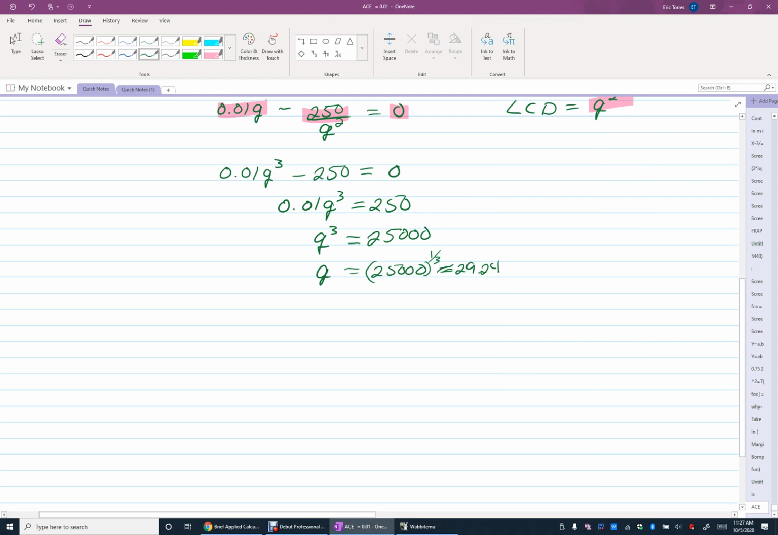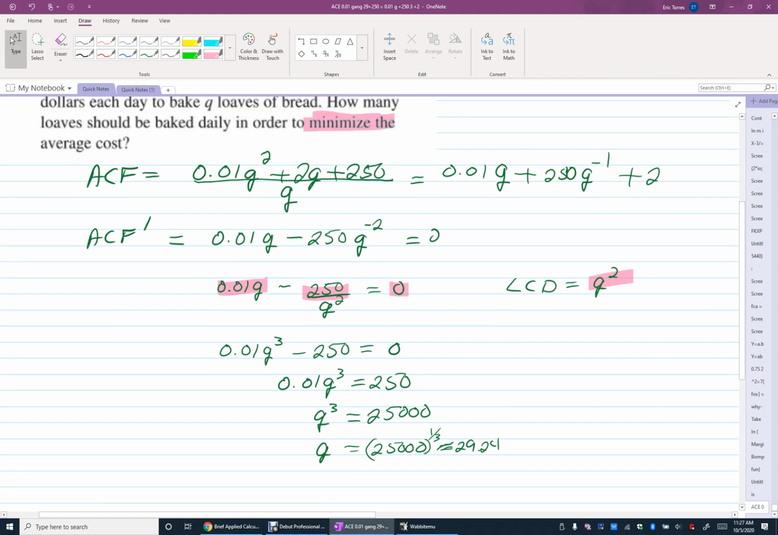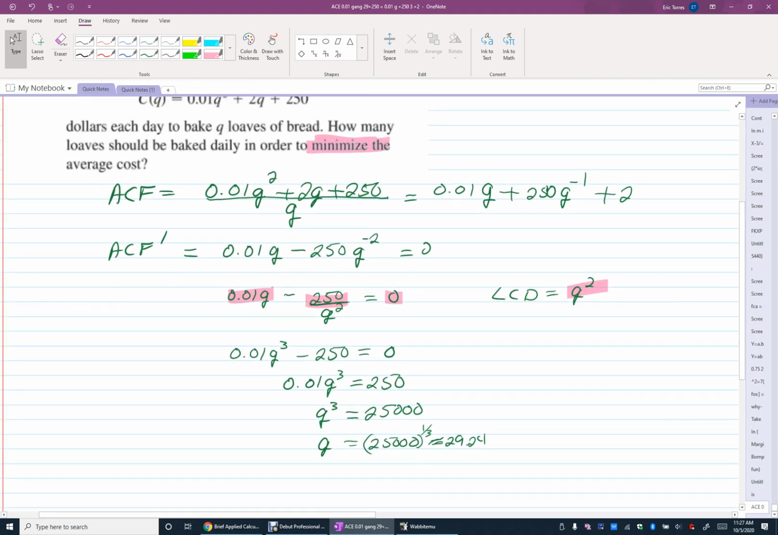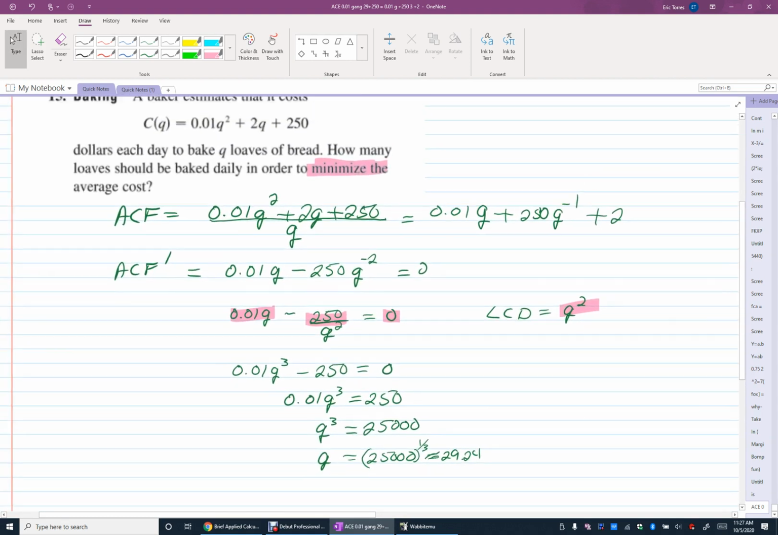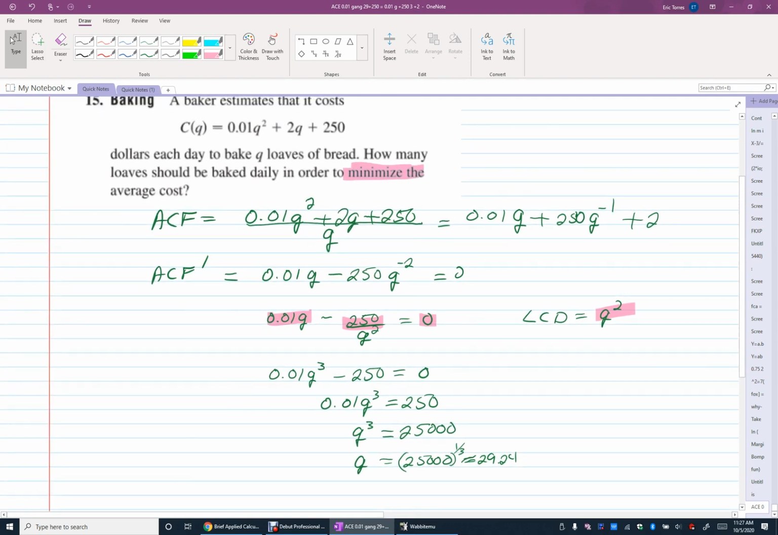Now, let's make sure we've actually answered the question, because what I figured out is I have to have a quantity of 29.24 to make my average cost function's derivative go to 0. But was that the question? Yes. How many loaves should be baked? And that is Q in loaves. So my loaves are Q units, and it asked me how many loaves. My answer needs to be in Q.